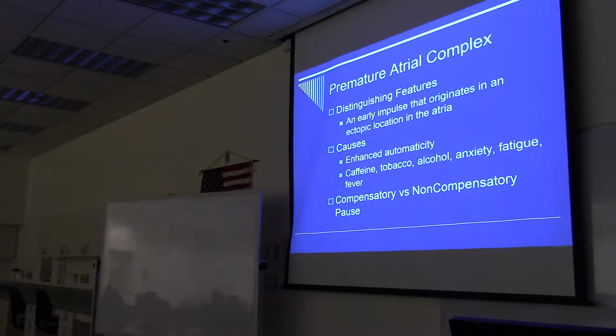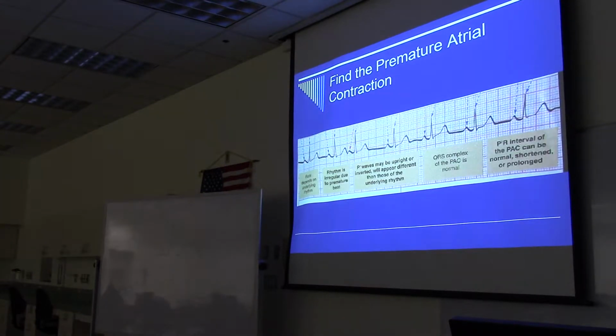So you get enhanced automaticity from caffeine, from tobacco. Alcohol can do it. Anxiety can do it. Even fatigue can cause this to happen. All right, so when you get this premature impulse, let me show you a picture before we talk about compensatory or non-compensatory. It says, find the premature atrial contraction.